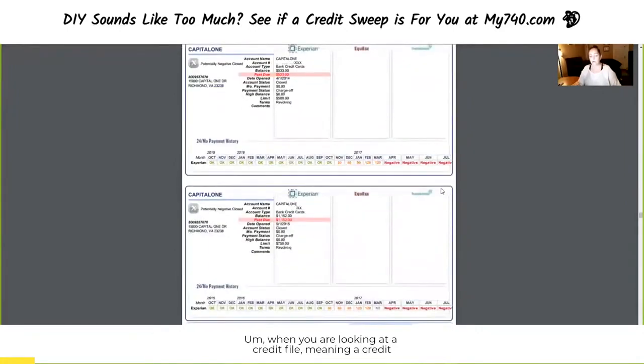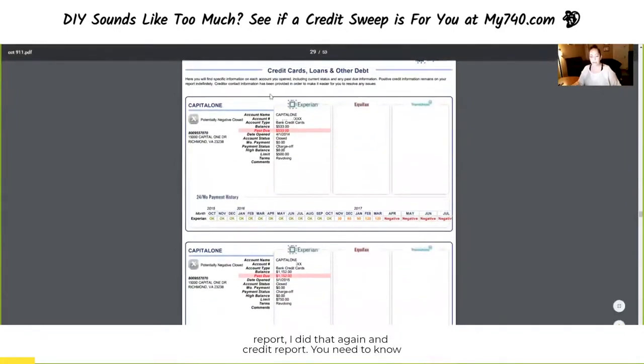When you are looking at a credit file, meaning a credit report, I did that again, credit report, you need to know what to look for so that you know what to dispute. I'm going to show you.